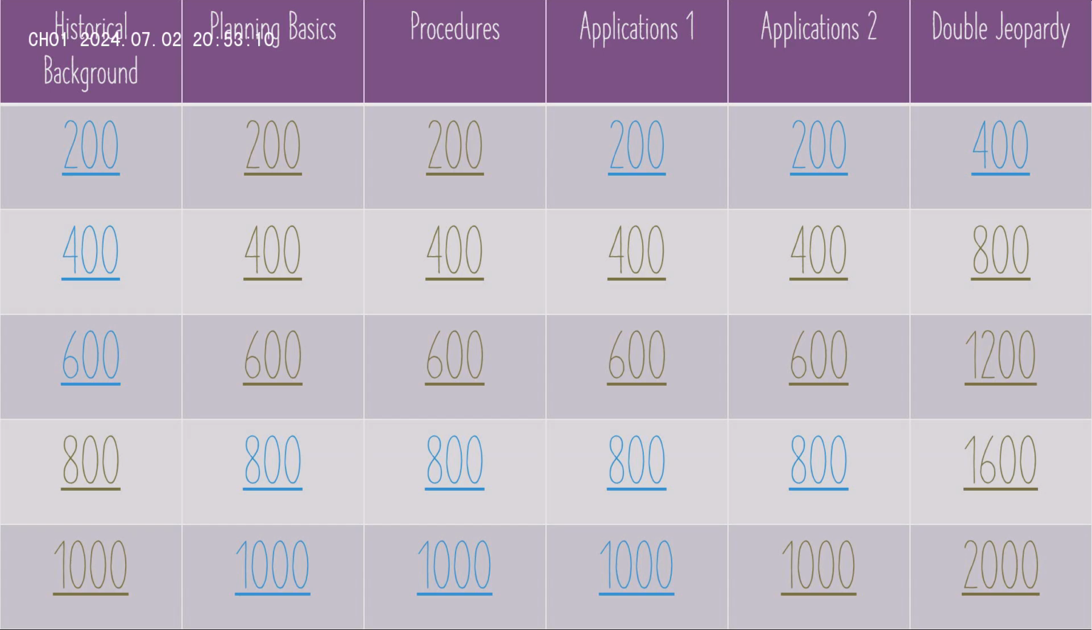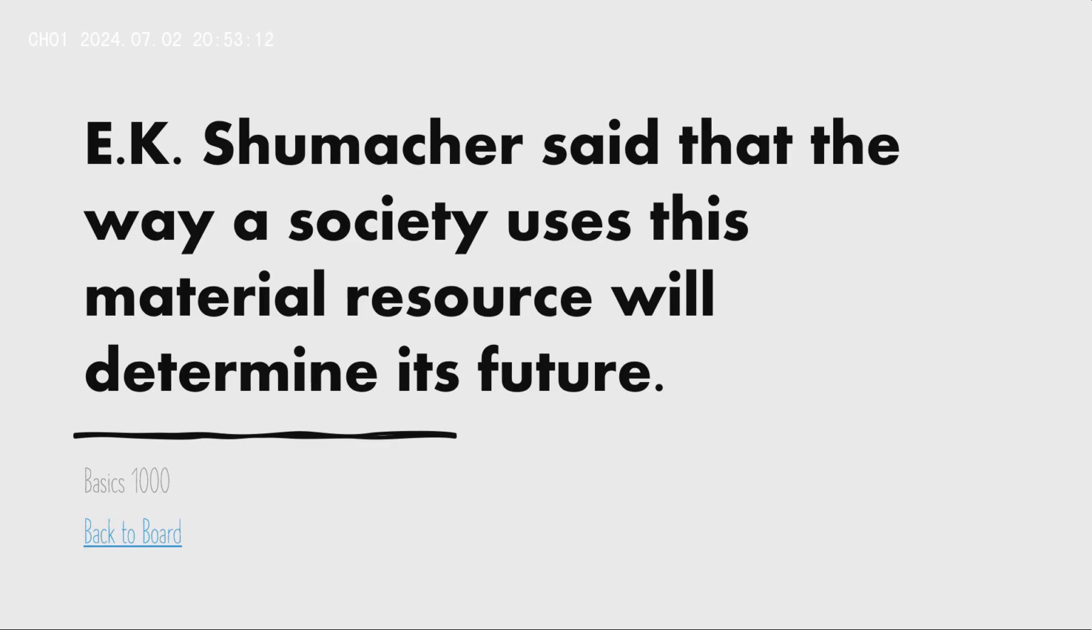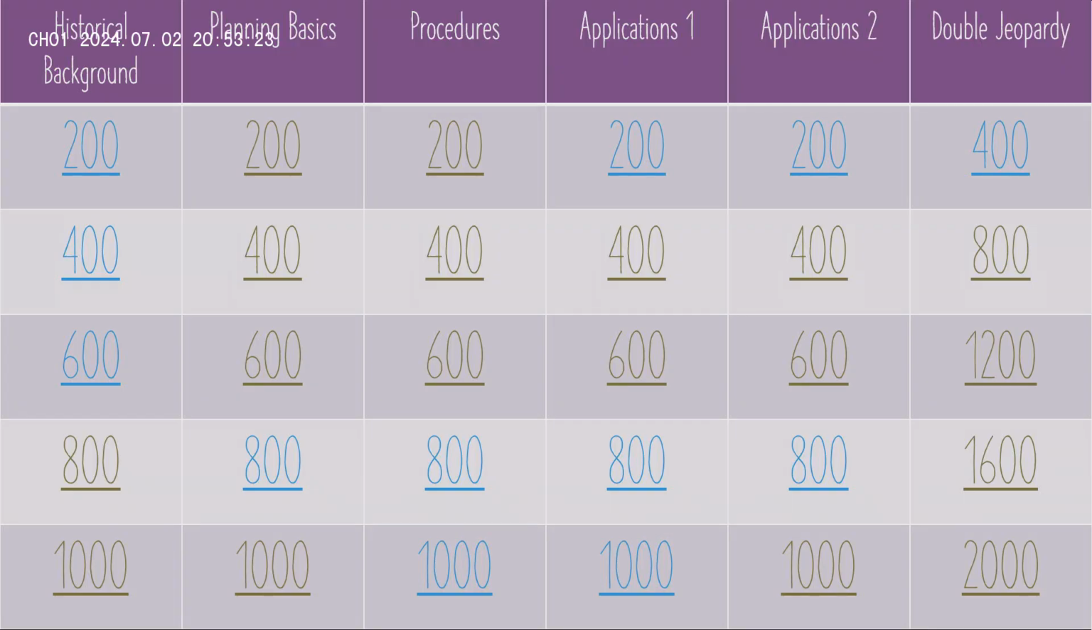Planning basics for 1,000. E.K. Schumacher said that the way a society uses this material resource will determine its future. Land use. And then choose the next one.